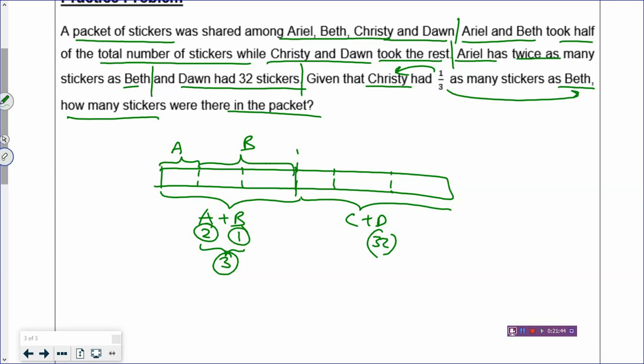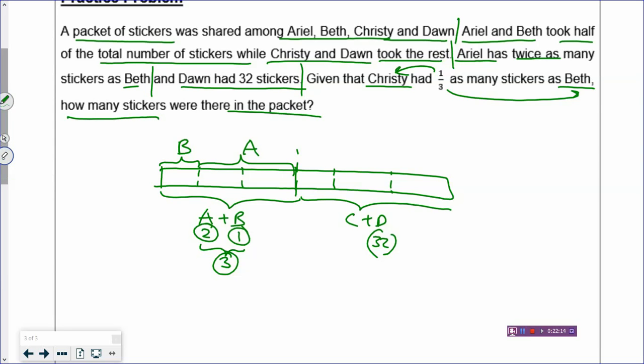Now, given that Christy had 1/3, so Christy had 1 box and Beth has 3 boxes. So if you look at Beth, oh, there's a slight error. Now, Ariel and Beth took half. Ariel has twice as many as Beth, and you can see that my label is a bit wrong. So let's change the name. So Beth has 1, Ariel has 2. Am I correct? Now it looks better. Alright, so be careful with the labeling.